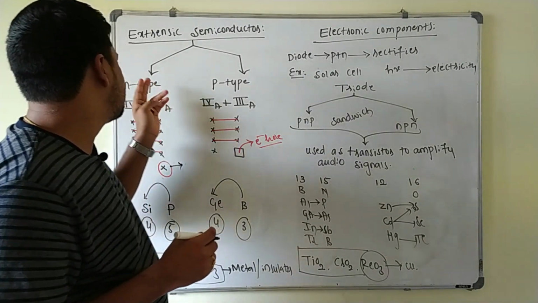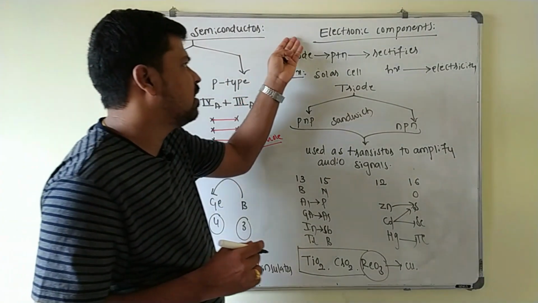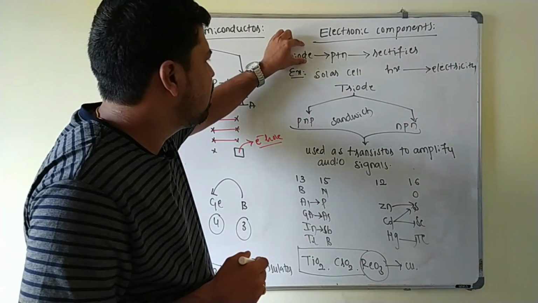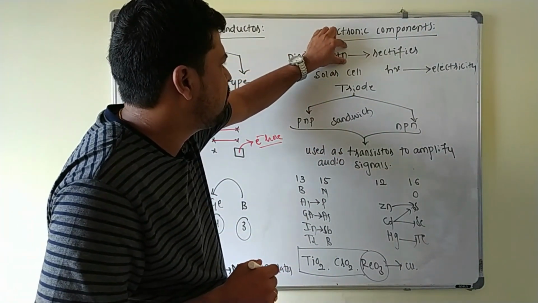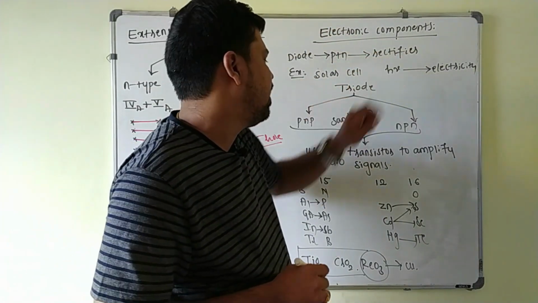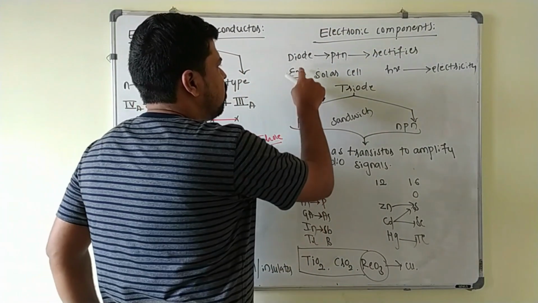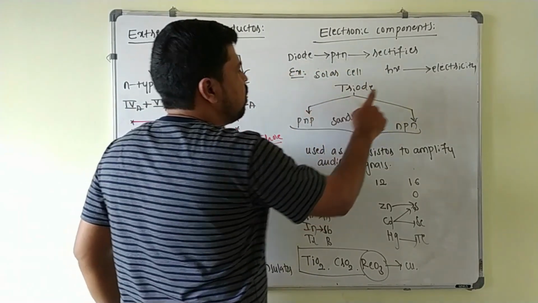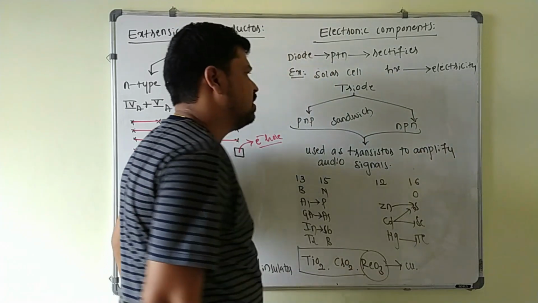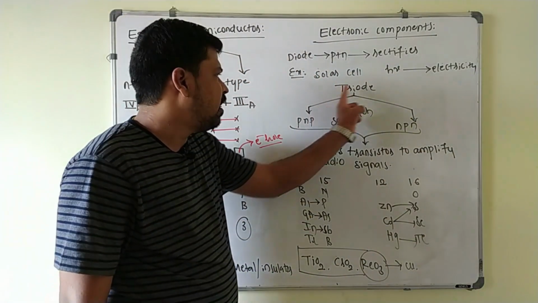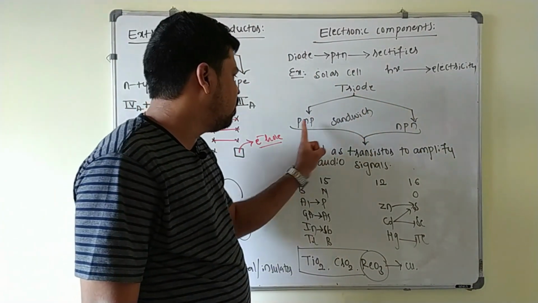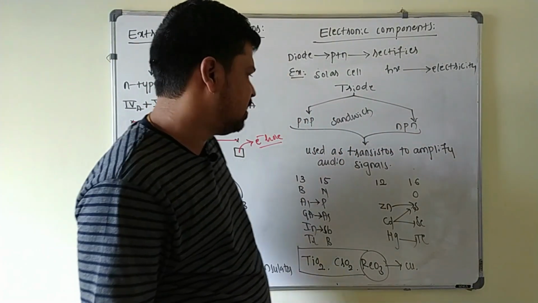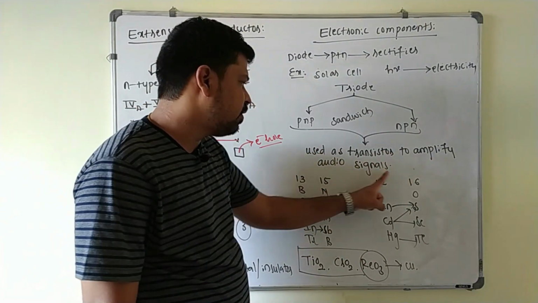Then some of the applications of N and P type semiconductors are electronic components. The diode is one of the electronic components, which is a combination of P and N type semiconductors, and it is used as a rectifier. The most important example of the diode is the solar cell, which is a photodiode that converts sunlight into electrical energy. Next, triodes. These triodes are nothing but a sandwich of PNP type transistor or NPN type transistor, and they are used to amplify audio signals.